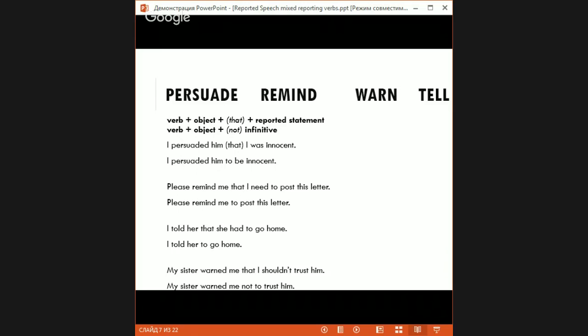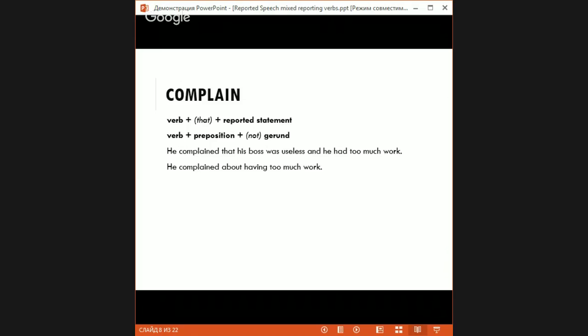The next verb is complain. After complain, we can use reported statement or preposition about plus gerund. He complained that his boss was useless and he had too much work. He complained about having too much work.